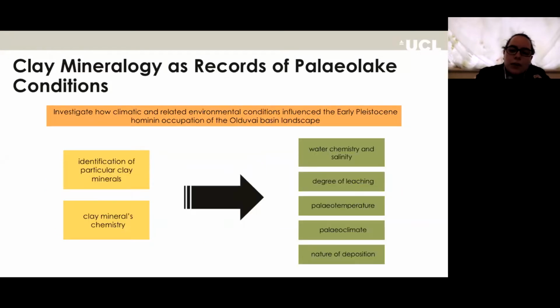This focus on clay stems from the fact that they are significant archives to reconstruct paleo-environmental changes. The identification of particular clay minerals and their chemistry can provide information on water chemistry, salinity, degree of leaching, paleo-temperature, paleoclimate, and on the nature of the deposits.